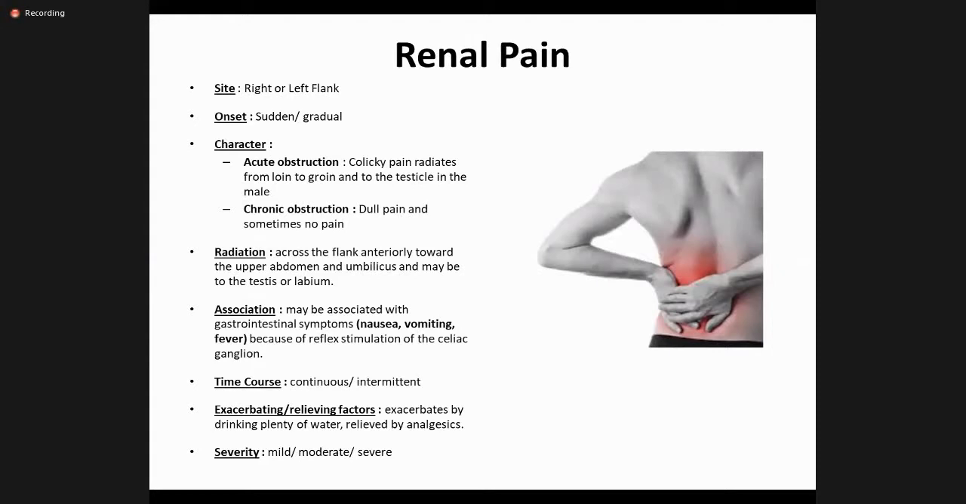The time course can be continuous or can be intermittent. It can be exacerbated by drinking plenty of water, and it can be relieved by analgesics. The severity depends upon the obstruction. If there is a severe obstruction, the pain will be severe. If a stone has just fallen in the ureter, in the early stage, the pain could be of mild intensity.